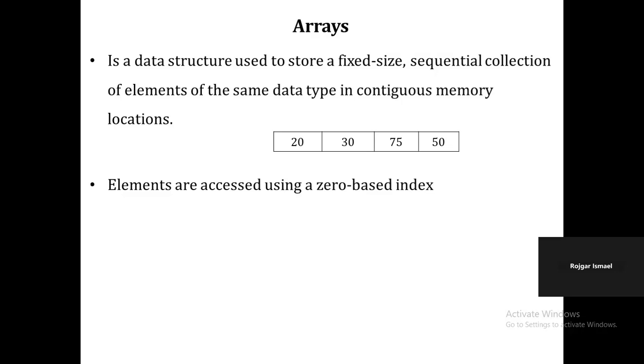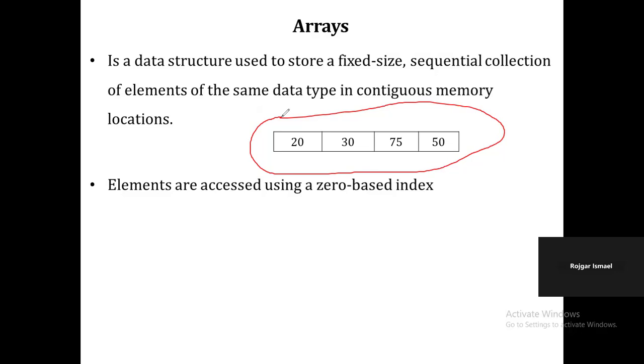Looking at this data, as you can see here, this is a group of data. It's a score or marks: 20, 30, 75, 50. Individually, they're the same type. Most of them, sorry, all of them are numbers. So this data is the same type.